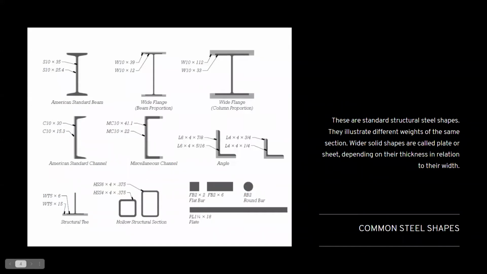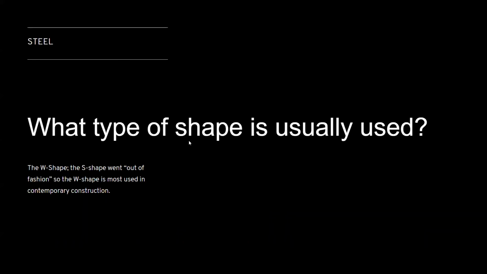In this diagram, these are variations of standard structural steel shapes used in construction. The diagrams illustrate different weights of the same section. The wider solid shapes are called plate or sheet, depending on their thickness in relation to their width. What type of shape is usually used in steel construction? The W shape, because the other shape, the S shape, went out of fashion. So the W shape is most used in contemporary construction now.